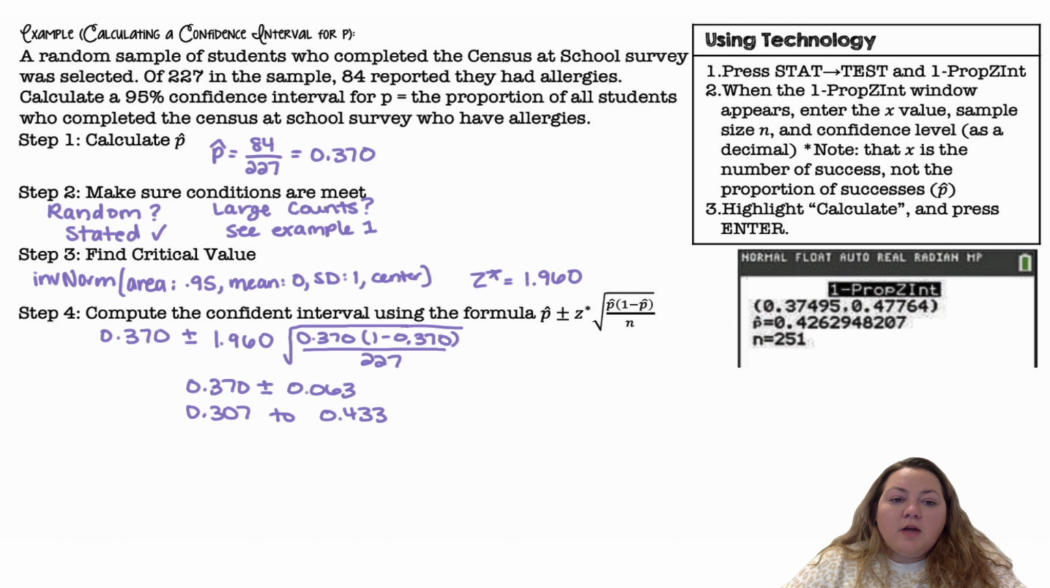In your calculator, you can also calculate the interval. So you would press STAT, TESTS. We're working with one proportion, so one sample, and we're working with a proportion. So this is a one-proportion z-interval.